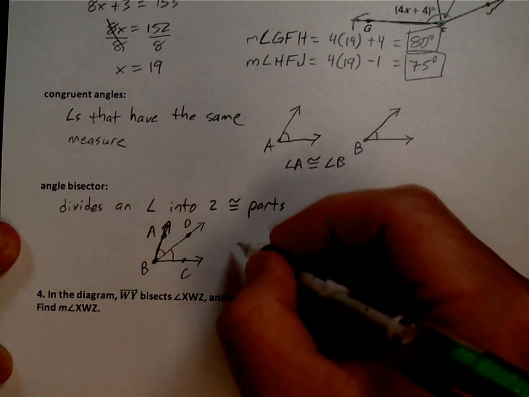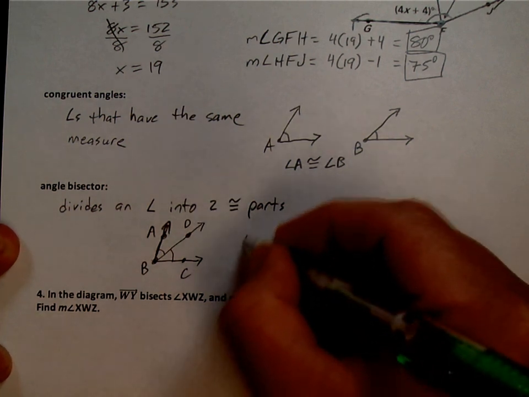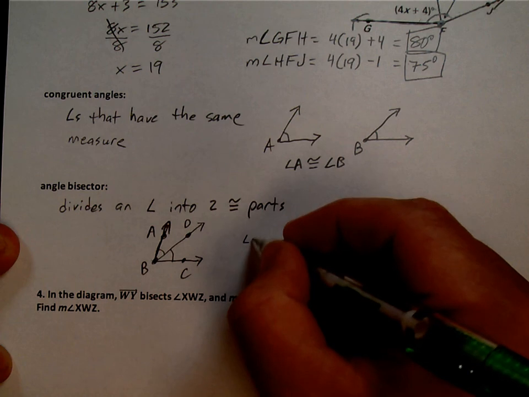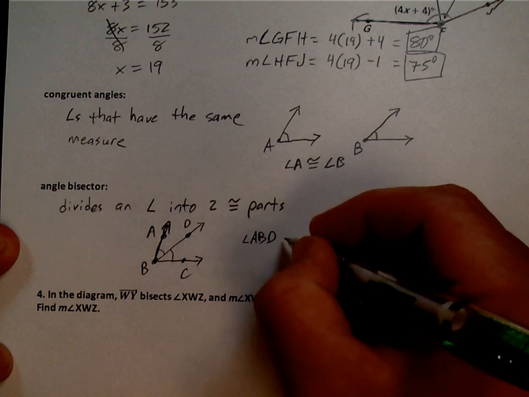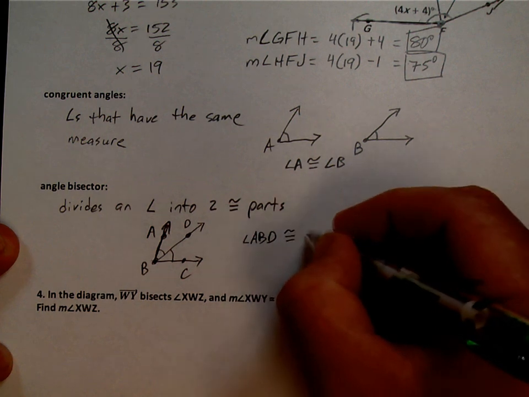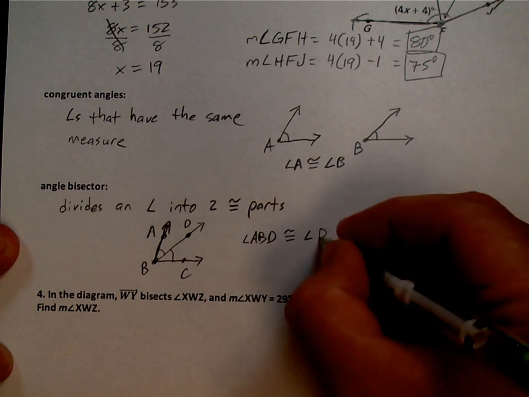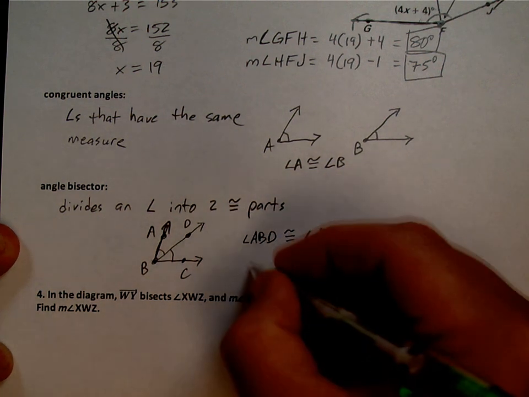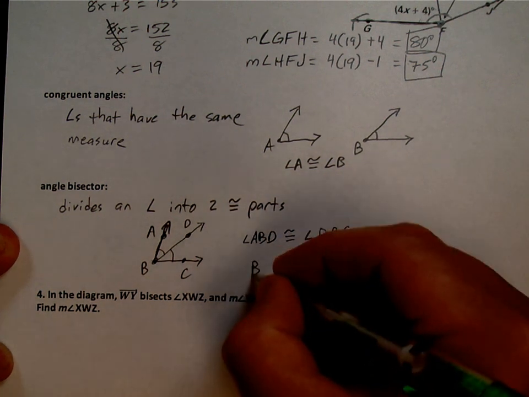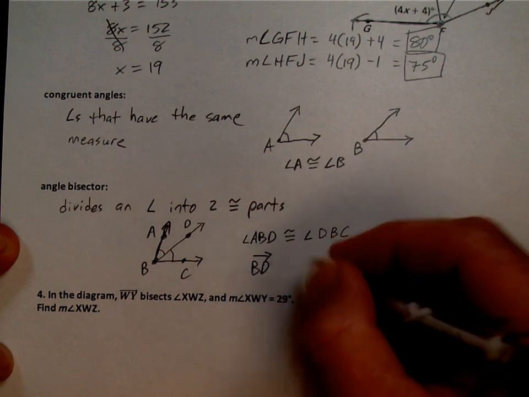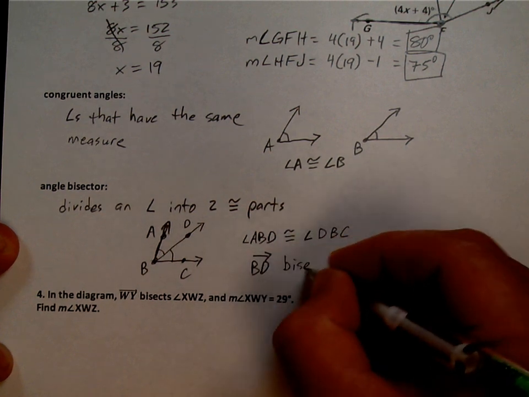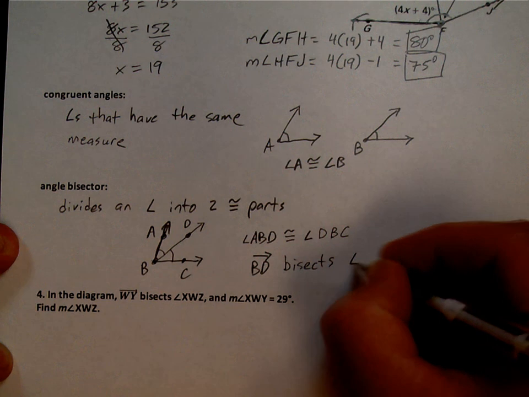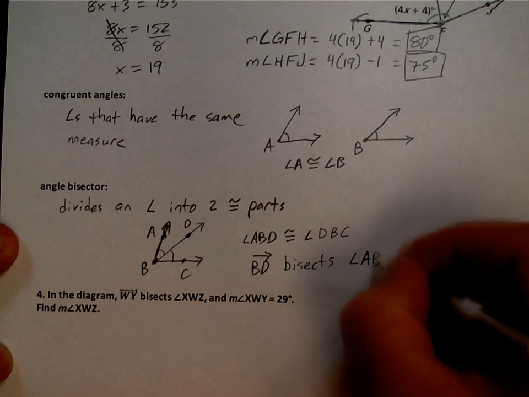And so now if I want to represent this symbolically, I would say angle ABD, the smaller one, is congruent to angle DBC. Those two parts are congruent. And I could also say that ray BD bisects the big angle, angle ABC. Those are things I could say.